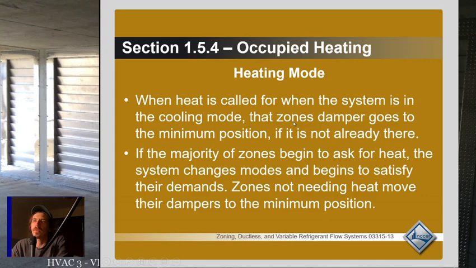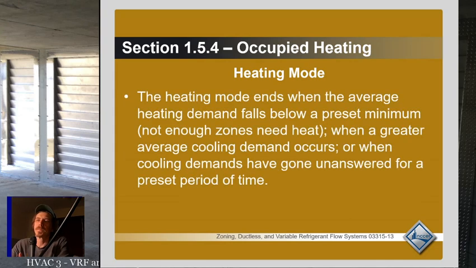When heat is called for when the system is in the cooling mode, the zone's damper goes to the minimum position if it is not already there. If the majority of zones begin to ask for heat, the system changes modes and begins to satisfy their demands. Zones not needing heat move their dampers to the minimum position. Heating mode ends when the average heating demand falls below a preset minimum, meaning not enough zones need heat, when a greater average cooling demand occurs, or when cooling demands have gone unanswered for a preset period of time.